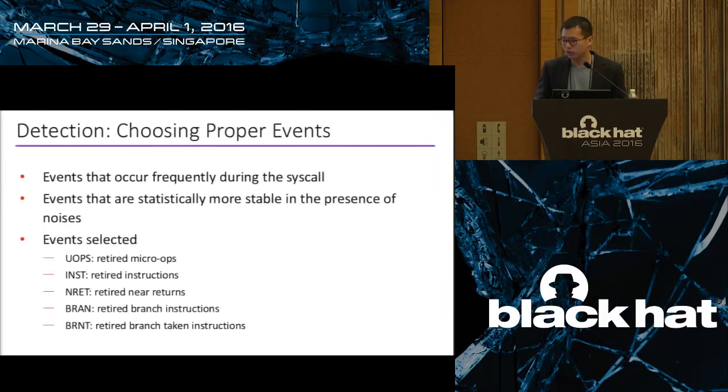And then the last 4 are related to branch. Retire branch instruction basically means how many branch instructions are finished. And retire branch taken instruction basically means, among the branch instructions that are finished, how many of them have taken the branch predicted by the branch predictor.